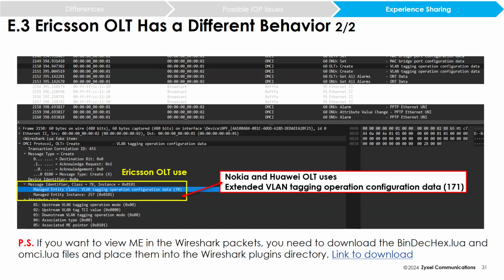Which ME is responsible for doing the VLAN translation inside the ONT? VLAN translation is this one. Yeah, it's the one used on the Ericsson OLT. Because this one is about whether the traffic leaving the ONT will be untagged or not. It looks like this one, ME 78 as far as I can see. 171, yeah. 171, I'm so sorry.